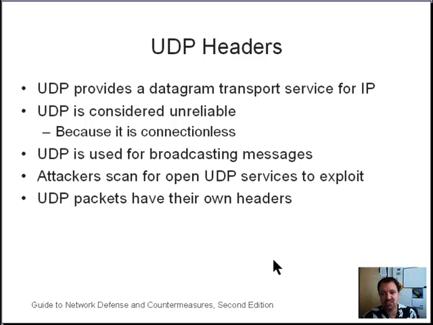Okay, now let's look at UDP headers. Remember, this is connectionless, and so it's considered unreliable because of that. So it's essentially like throwing information at somebody and not caring whether it receives it or not. Hopefully it will be received, but you never know whether it's received or not. And there's actually quite good uses for this. So UDP provides a datagram transport service for IP, and it's considered unreliable because it's connectionless.